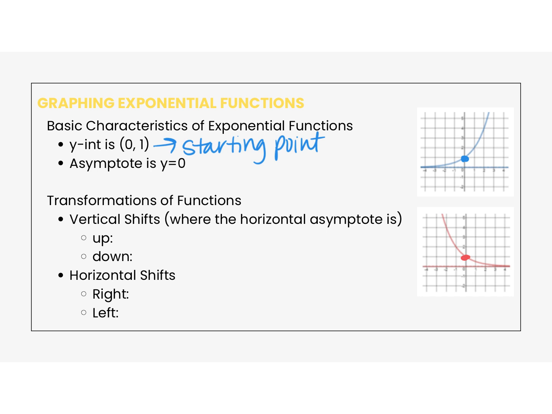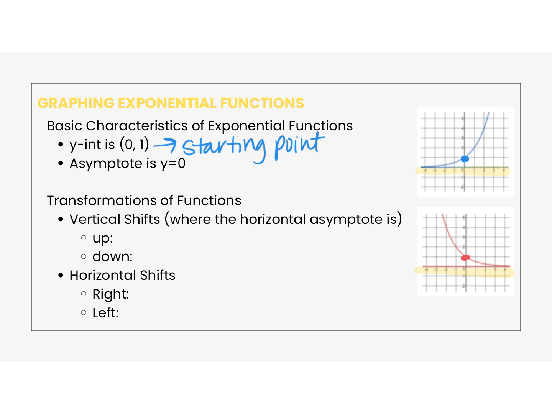Like I mentioned before, there is an asymptote of y equals 0. Asymptote is a line that the graph can never touch. So we see that again in both of these graphs. It's going to get really, really close, but it's never going to actually touch y equals 0.